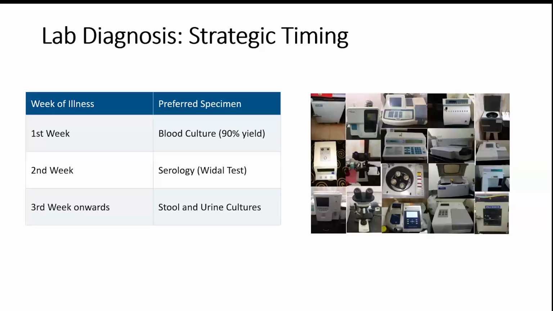Now come to the laboratory diagnosis. All of us know that in our basic teaching of the laboratory sciences, there is a rule called the BASU rule. That means in the first week, blood culture is the gold standard. In the second week, antibody reactions like serology tests are useful. In the third week, stool culture, and in the fourth week, urine culture. These are the tests of choice according to the duration of the fever.